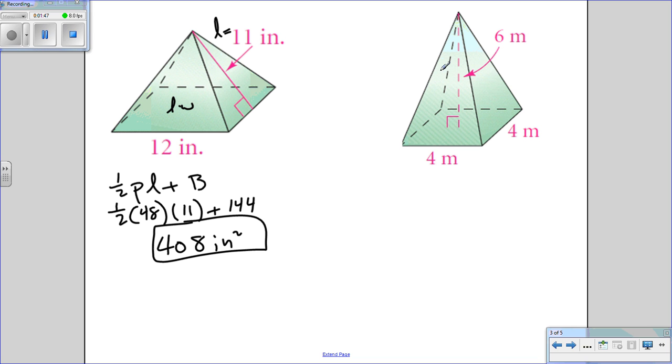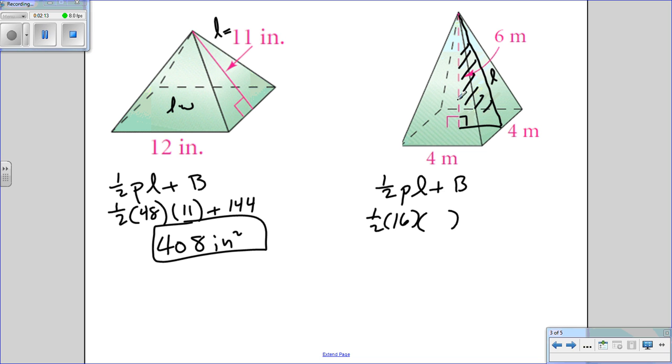Now we're going to do another one. Same thing. 1/2 the perimeter of the base times the slant height plus the area of the base. So 1/2 perimeter of the base, 4 plus 4 plus 4 plus 4 is 16. The slant height is actually not given. This is the slant height right here. Okay, so what we're going to do is connect it with the bottom of the regular height, which is 6. That makes a right triangle.